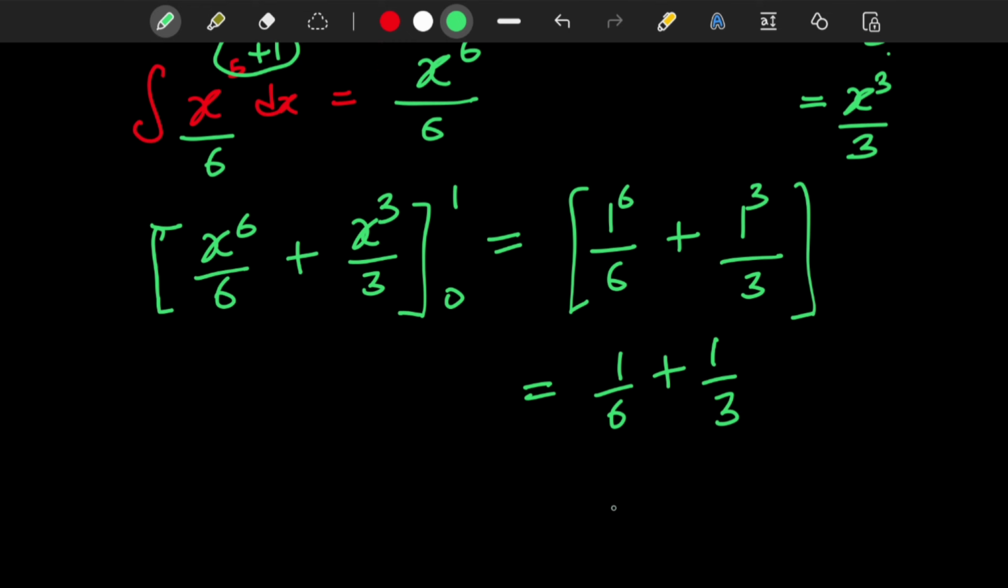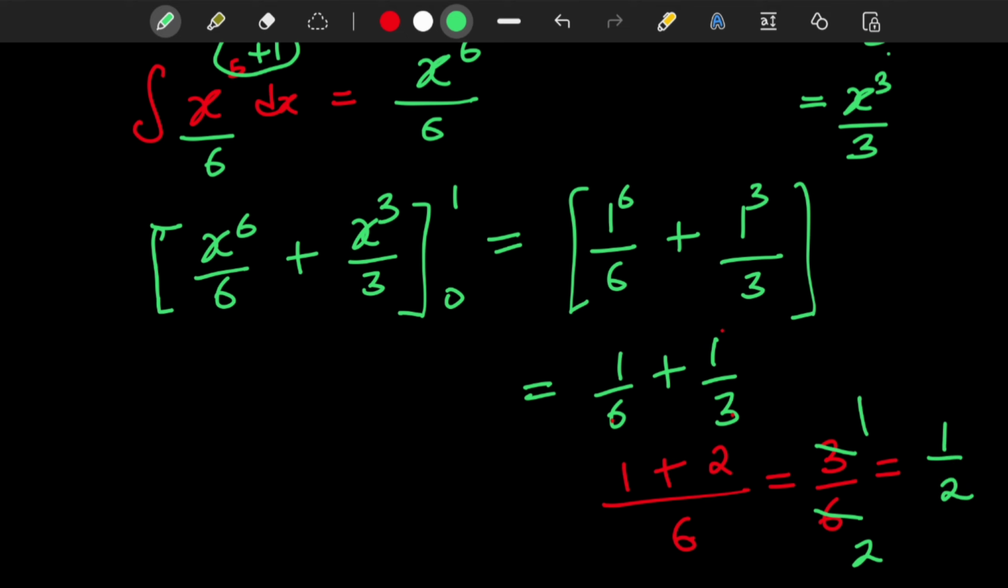So to add this is really easy. Find the LCM. LCM is 6. 6 and 6 is 1. 1 times 1 is 1. Then 3 and 6 is 2. 2 times 1 is 2. So you have 3 over 6 here, which will be 3 goes into 3 1 and 3 goes into 6 2 times. And the answer is 1 over 2. So we've managed to find the answer to our definite integral.